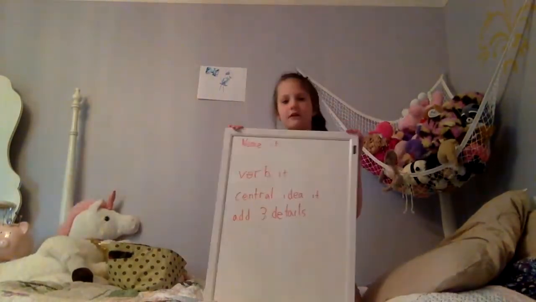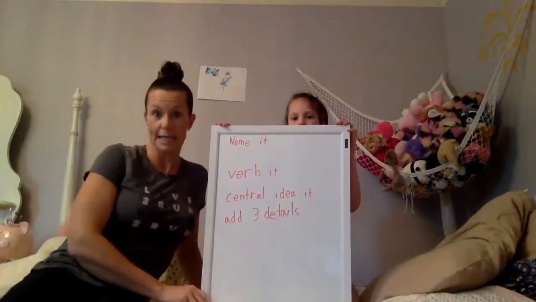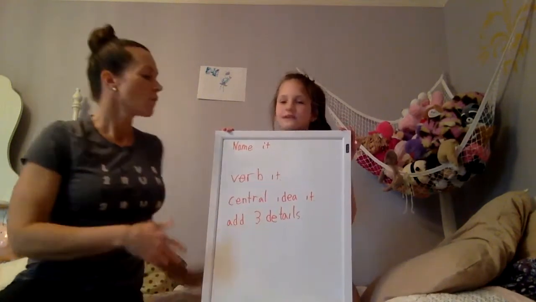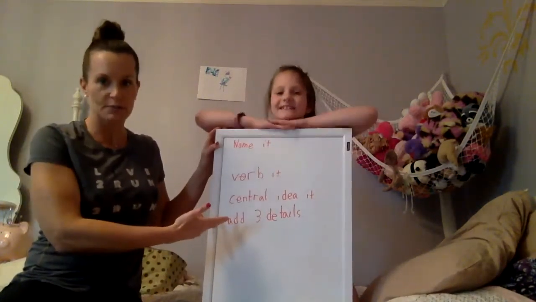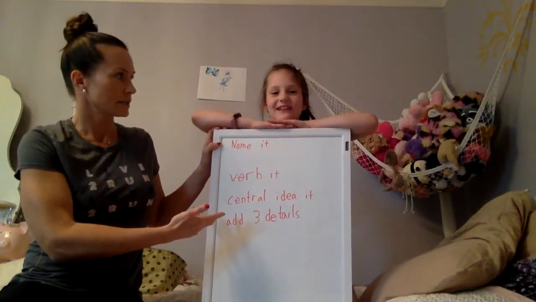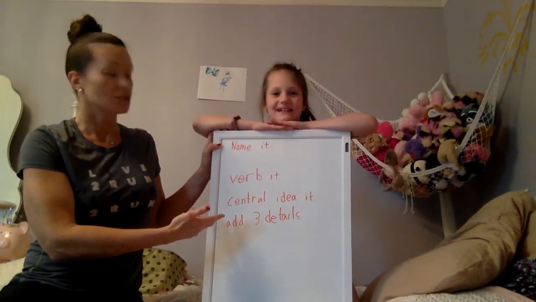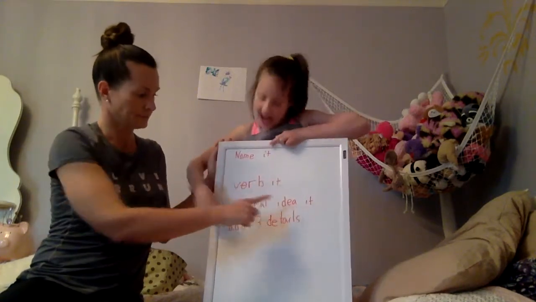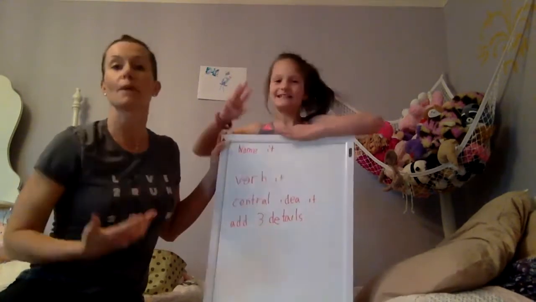Okay, Madison, and you know she's been begging to write on the board, right? Remember the last time, the whole checkmark episode? Well, she did this all by herself as we were talking. She's very good at handwriting. So, name it, verb it, central idea, add 3 details. So let's talk about what that looks like.